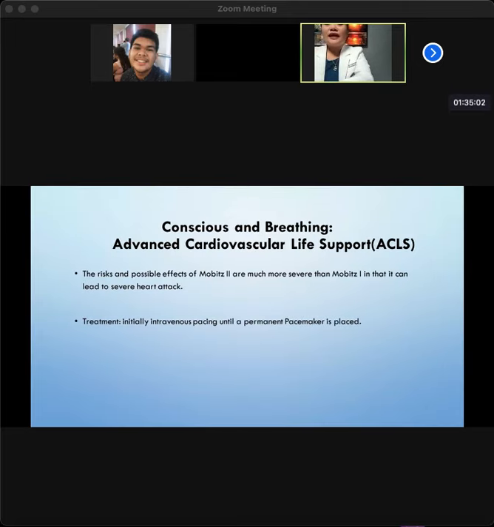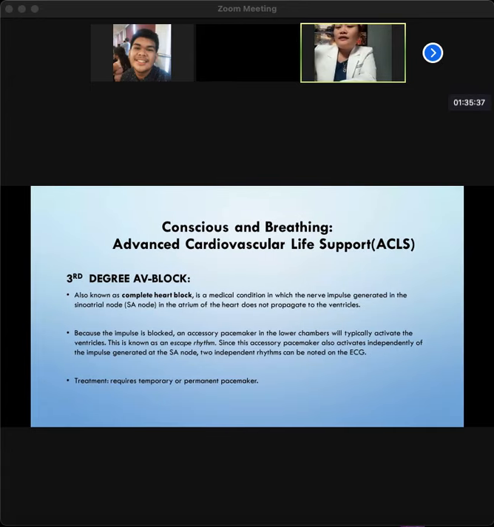So, the risk and possible effects of your Mobitz 2 are much more severe than Mobitz 1 in that it can lead to severe heart attack. So, medyo tagilid ka na dito pag mayroon kang second degree AV block type 2. So, treatment is usually given initially with intravenous pacing until a permanent pacemaker is placed. Ito talaga yung kailangan mo na talaga ng pacemaker agad-agad. Kasi kung hindi, magkakaroon ka ng severe heart attack. Mamamatay ka agad, yung pasyente. Okay?